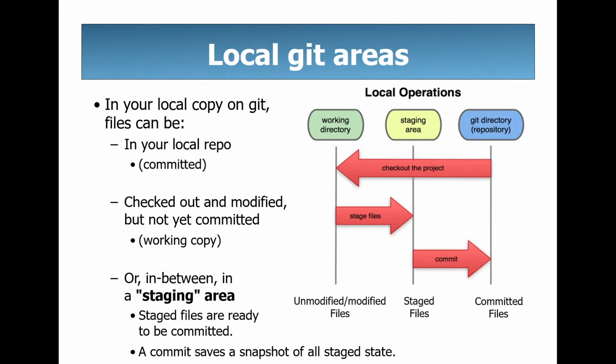Staging area definition. The staging area, also known as the index, is an intermediate space where changes are prepared before committing. It acts as a buffer between the working directory and the repository. Purpose: stage changes. You add changes to the staging area using the git add command. This prepares the changes to be included in the next commit.